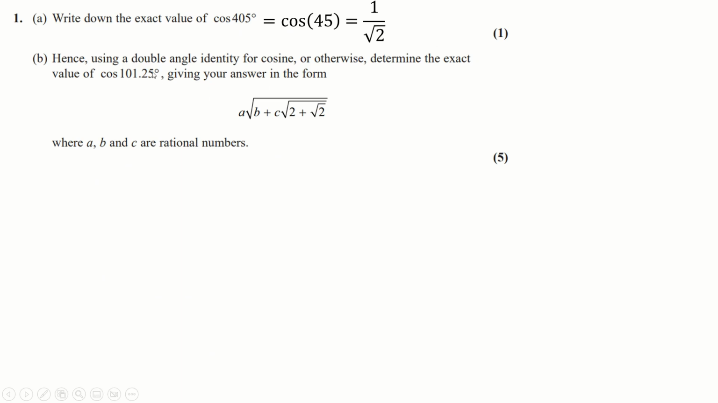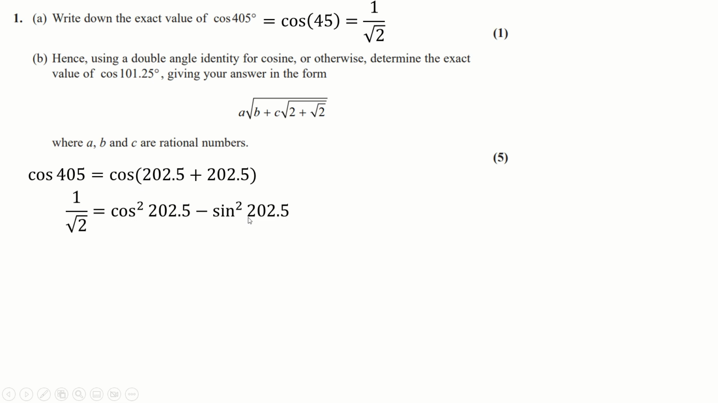And now use the double angle, or otherwise, I guess I use the compound formula. I guess it's the same thing, isn't it? Start with cos 405, because you know cos 405 is 1 over root 2, and just say that it's these two things added together, obviously. And now using the compound formula, cos is the one that goes cos minus sine. So that's just cos squared minus sine squared. But sine squared is 1 minus cos squared.